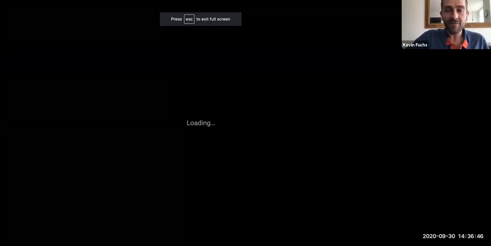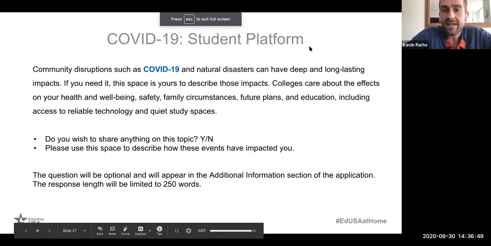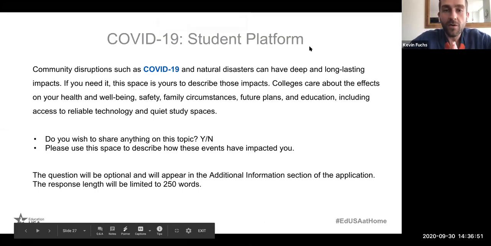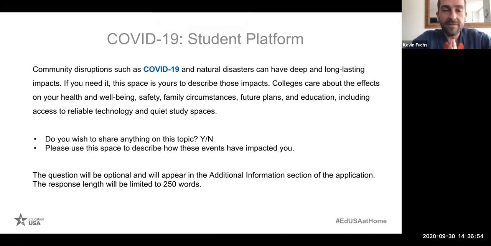Okay, so to continue what Rachel was saying, very important in the student platform, there's room for COVID, right? Common App made a special space in the student platform, so students can talk about how COVID affected them. They don't have to do it; it's not mandatory. But if they want to talk about COVID, this would be the place. I don't recommend students talking about COVID in their other essays because many students want to talk about COVID, and in the end we're all living COVID differently. So this is the perfect space to talk about this.